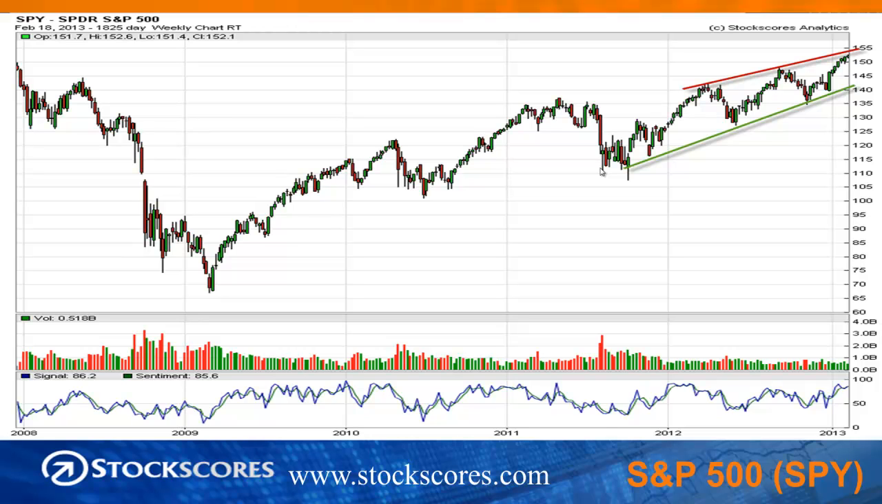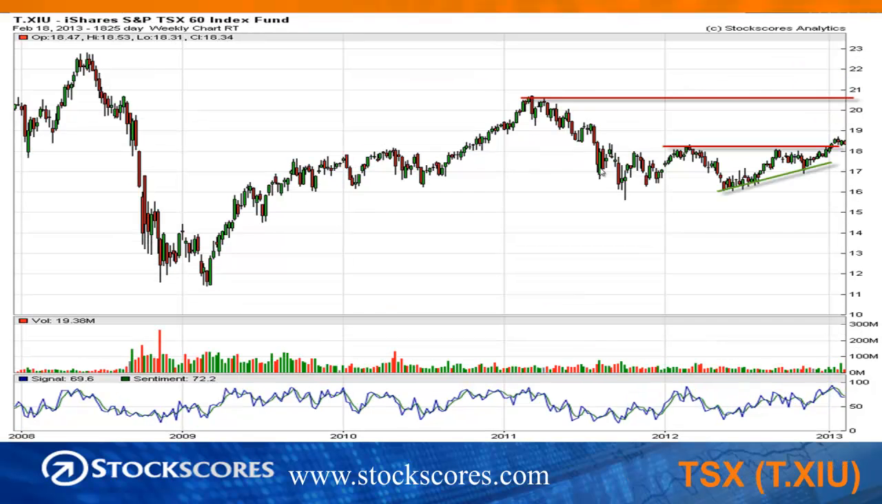So we may get 1 or 2, maybe even 3 more upside weeks before some profit taking comes in as the market gets stuck at resistance. So I'm bullish here, but I'm also cautious.